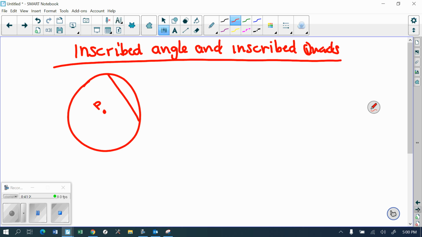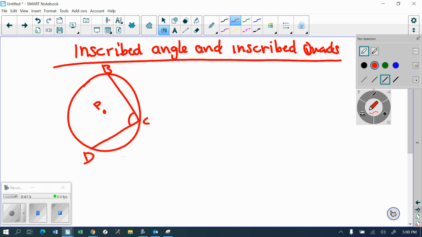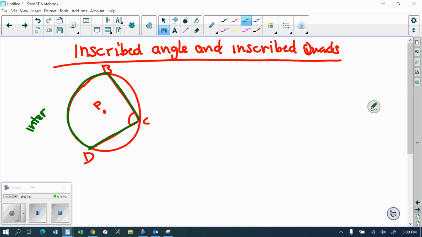An inscribed angle is an angle that is on the circle. So this is my inscribed angle right there, BCD. The intercepted arc is if I draw this out to the circle and just connect it together. This is called the intercepted arc. Intercepted arc is arc BD. Okay.